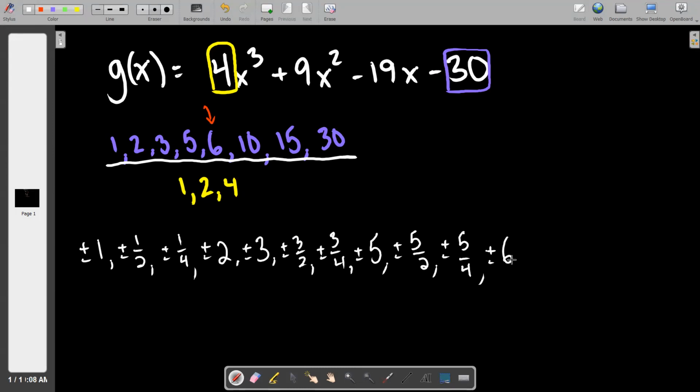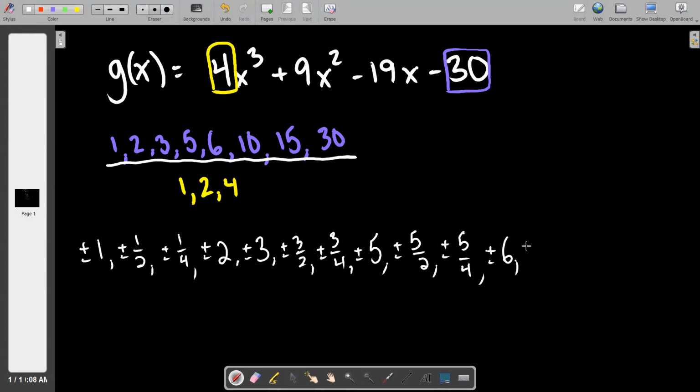And I'm not going to do this, by the way, for the rest of the examples. I just thought, let's do this one so you're clear. This is still part of the job. So the next one would be positive negative 6 over 2, which is a repeat, and then 6 over 4, which reduces to 3 halves, which is also a repeat. So we can head on to the 10.